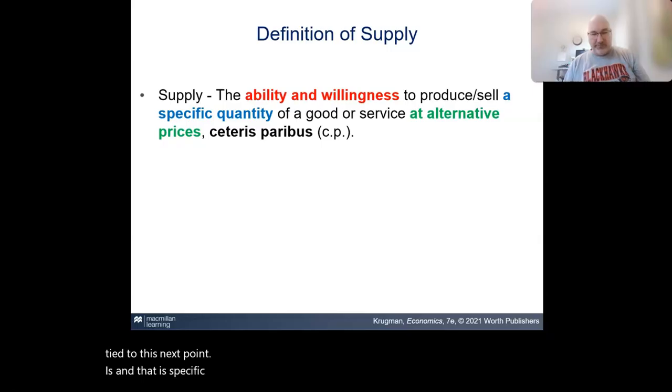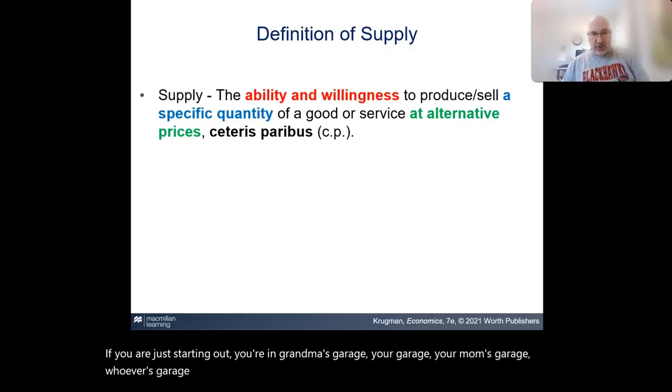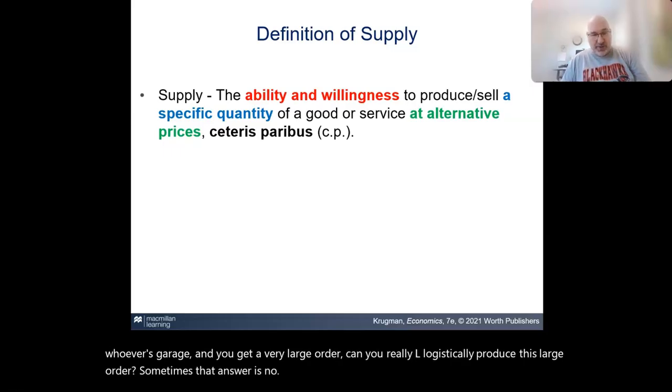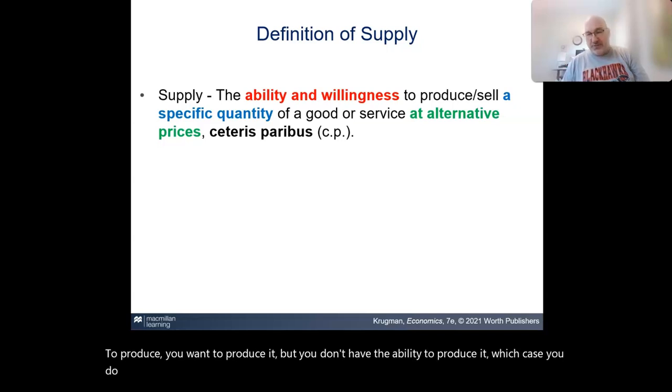Ability is tied to this next point, and that is specific quantity. It comes in two pieces. Number one, for startups, if you are just starting out and you're in grandma's garage, your mom's garage, whoever's garage, and you get a very large order, can you really logistically produce this large order? Sometimes that answer is no, in which case you do not have the ability to produce. You want to produce it, but you don't have the ability to produce it, in which case you do not have supply. You cannot supply that order.